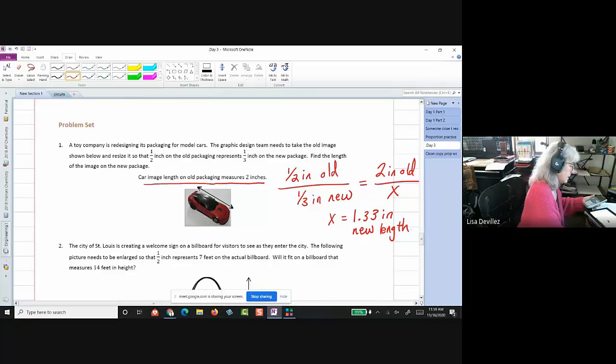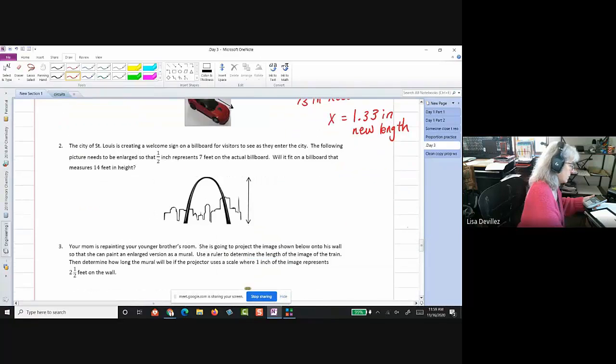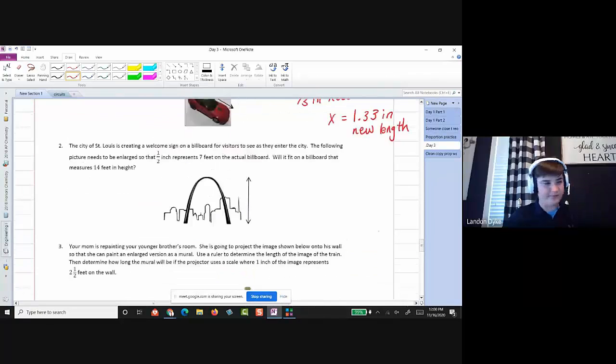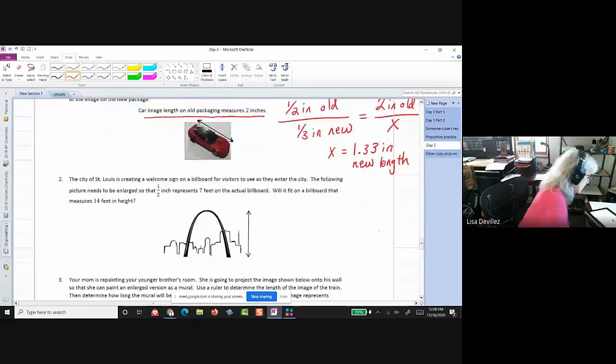All right. So I want you to do number 2 here on your own and let me know what you get. I want you to make sure you're able to set this one up, because a lot of the other problems are very similar. If you're good to go on number 2, you should be fine with all the others. So work number 2 for me.